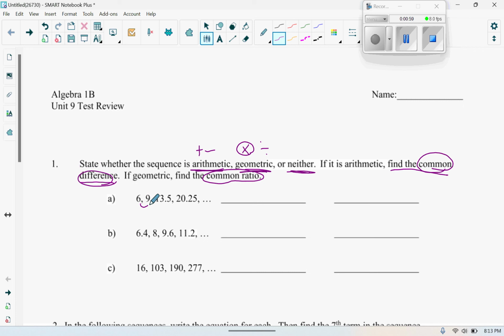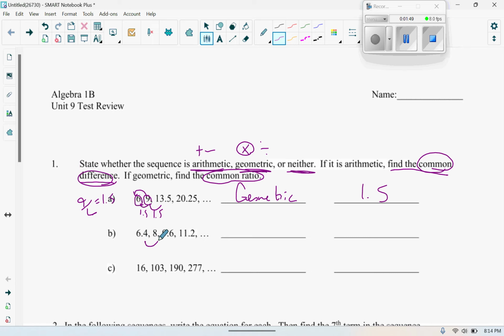So let's look at this. The first thing that I do is just make it easy. Do I add 3 from here to here? No. So my next thing I'm going to try is multiplication. I don't know what I need to multiply 6 by to get to 9, so I'm going to do this trick where you take the second number divided by the first number. 9 divided by 6 gives me 1.5. Let's see, 9 times 1.5, is that 13.5? Yep. Is 13.5 times 1.5, 20.25? Yes, okay. So this means that it's geometric, and that the common ratio is going to be 1.5. That's my pattern.